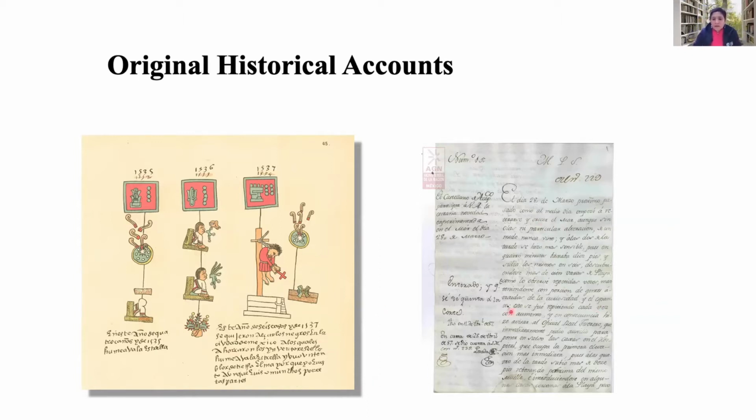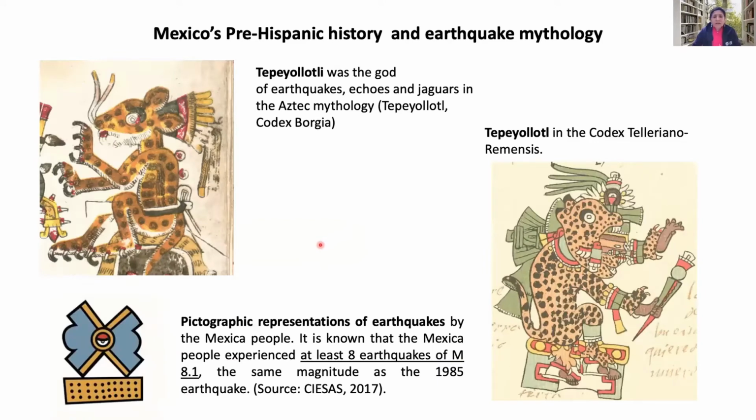But before the arrival of the Spaniards, we also had records by the indigenous civilizations at the time, such as the Aztecs and others. What we know is that in Mexico, the pre-Hispanic history already had an earthquake mythology. For instance, the Aztec mythology already had a god named Tepeyolotli, the god of earthquakes, right? And they represented this god as a jaguar.